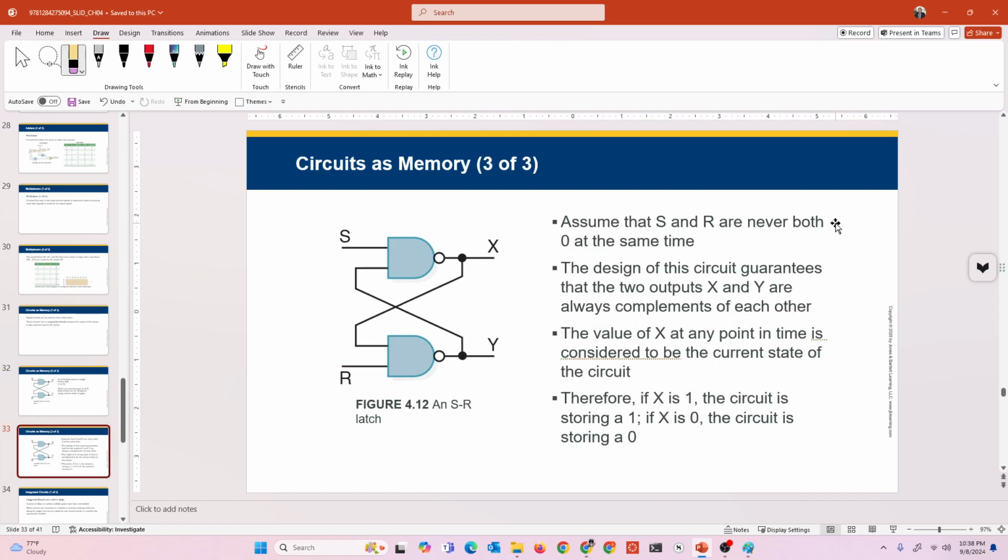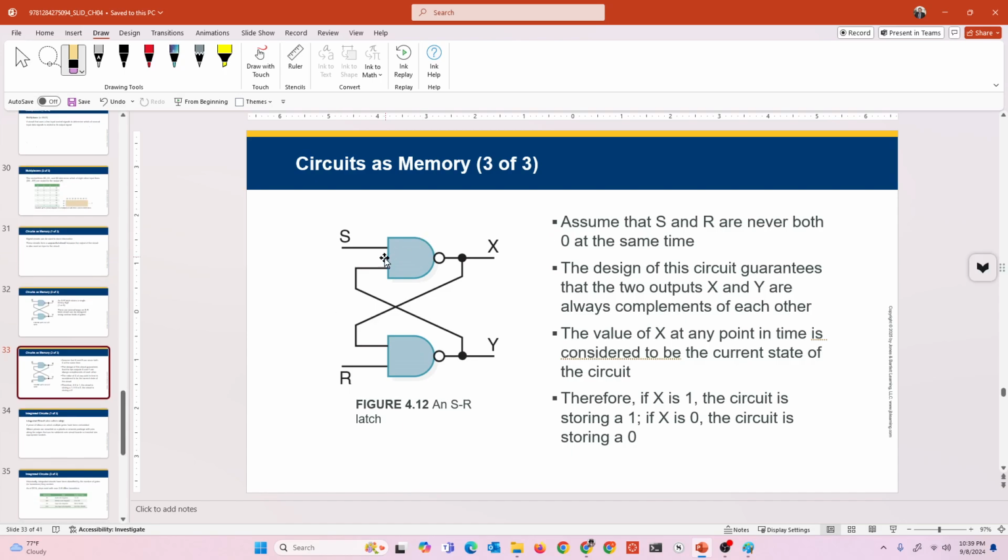Assume that S and R are never both 0. The design of the circuit guarantees that the two outputs X and Y are always complements of each other. They are the opposites of each other. The value of X at any time is considered to be the current state of the circuit. So let's say we're going to use that. That's the current state. Therefore, if X is 1, the circuit has stored a 1. If X is 0, the circuit has stored a 0.